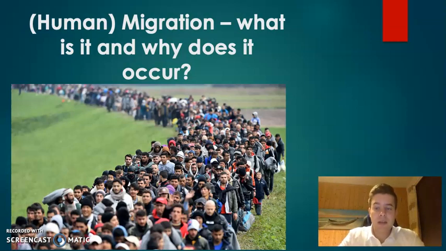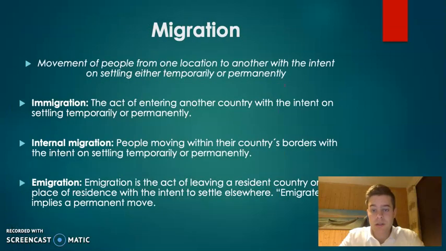In this video I'll be taking a look at human migration, what it is and why it occurs. So migration is the movement of people from one location to another with the intent of settling either temporarily or permanently. Immigration is the act of entering another country with the intent of settling temporarily or permanently. But then we also have internal migration, which is people moving within their country's borders. Maybe they're moving temporarily or permanently, but the point is they're moving within their own country.